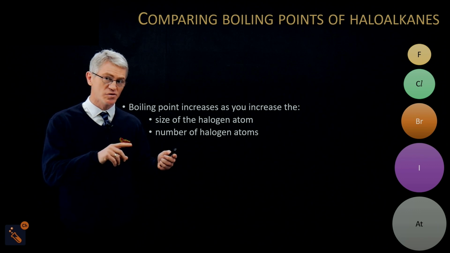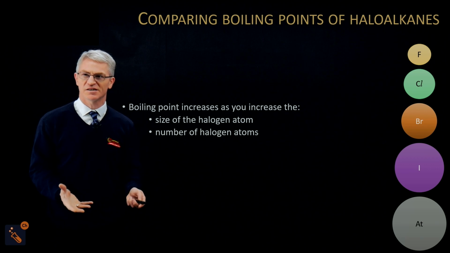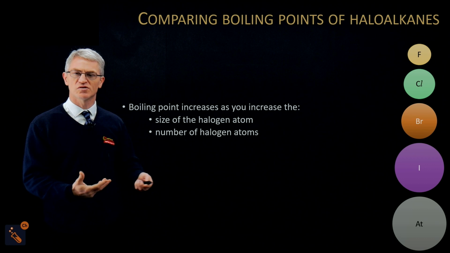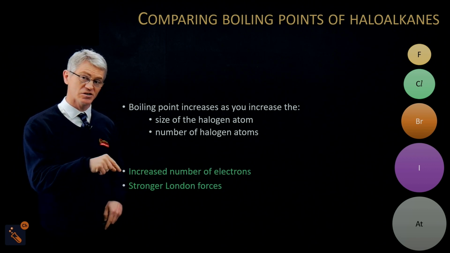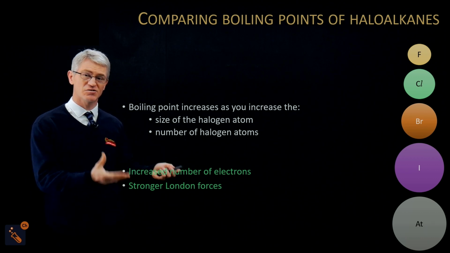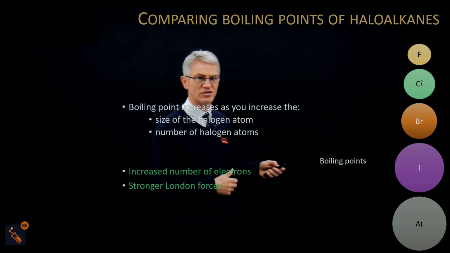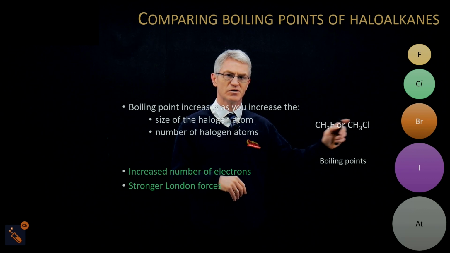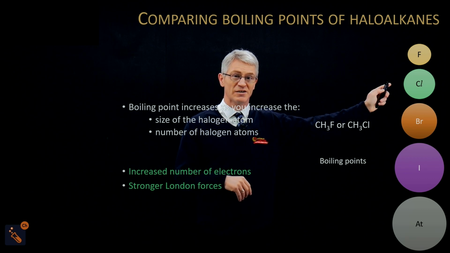Now, we also have more electrons if we have a higher number of halogen atoms. So it's still all about those electrons. You get stronger London forces, stronger induced dipole-dipole forces. But we can just say in our mark schemes and in our questions, the reason is increased number of electrons, stronger London forces. You can see this if I show you a couple of boiling points. I'm going from fluorine to chlorine, both with methane, so fluoromethane and chloromethane. You can see that fluorine is smaller than chlorine. Chlorine has more electrons.